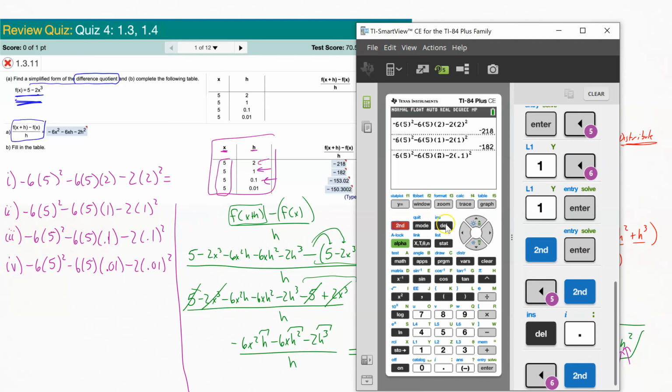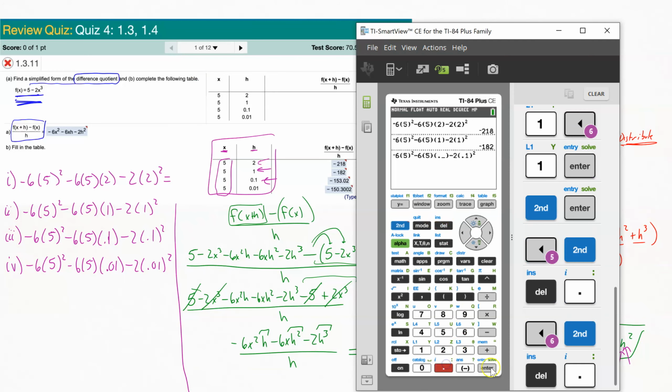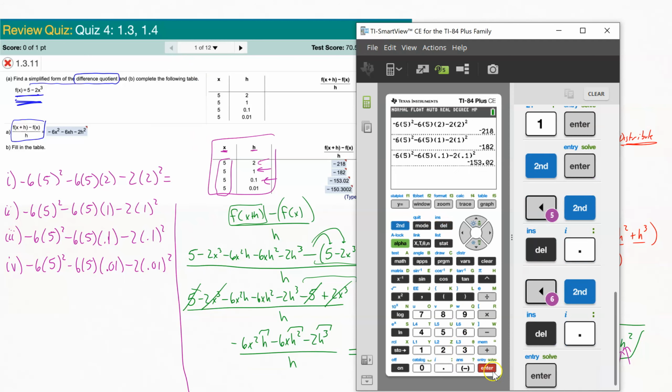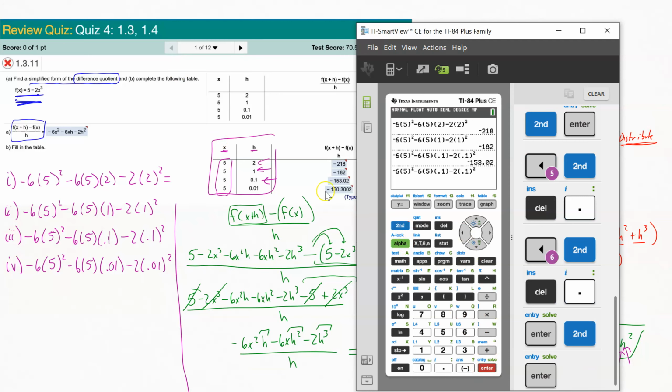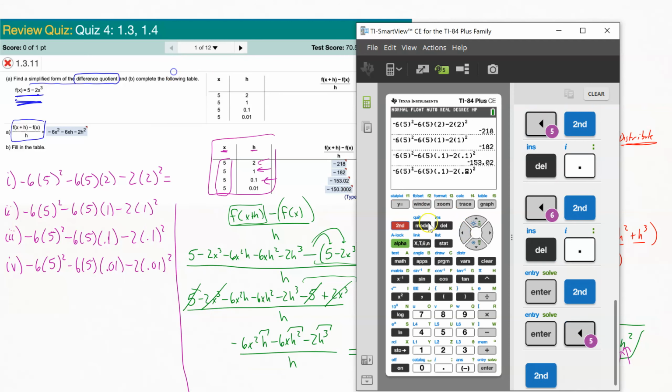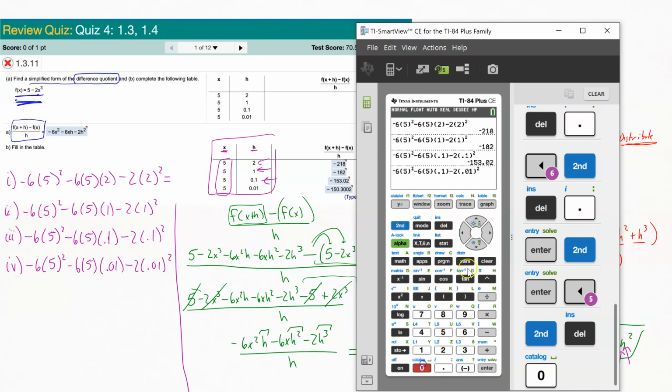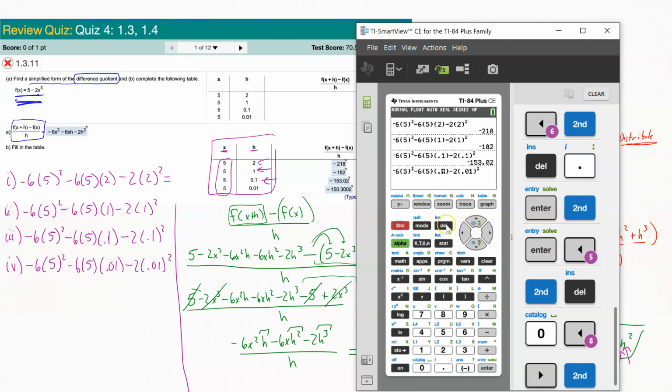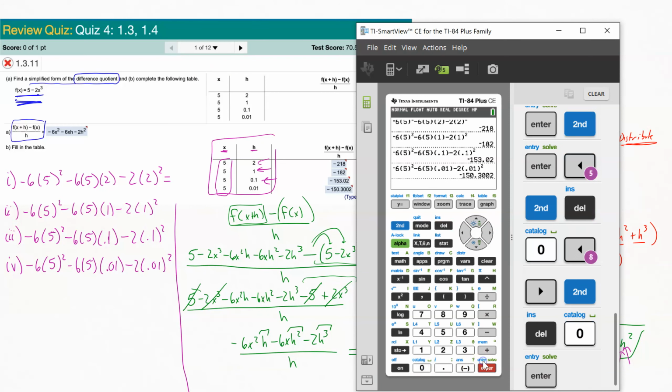Do the same thing here, second insert, type my decimal, hit enter, that gets me this third answer, and then we just do second enter again, pull this up, and now I just need to add the 0 in. So I come on over, I do second insert 0, and then over here on this one, on top of the 1, second insert 0, hit enter, and there's our final answer for this problem.